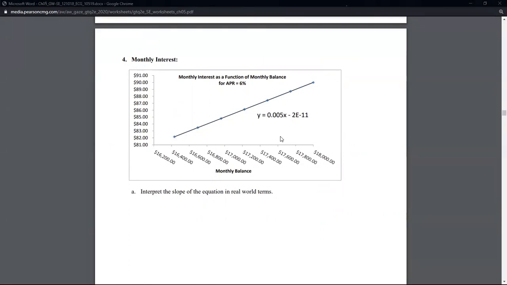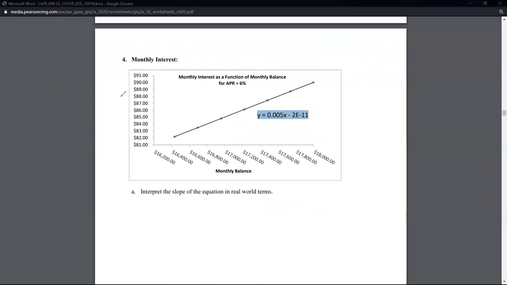Interpret the slope of the equation in real world terms. Same thing as before. We have our equation, which gives us the slope and the y-intercept, although I'm not talking about the y-intercept yet. Notice I said yet. We've got nice things labeled, dollars, monthly balance, and whoa, that's weird. Both the y-axis and the x-axis are talking about dollars, but they're talking about dollars of different things. One of them is dollars of a monthly balance in a savings account, and the other is the dollar amount of interest. So this isn't well labeled.